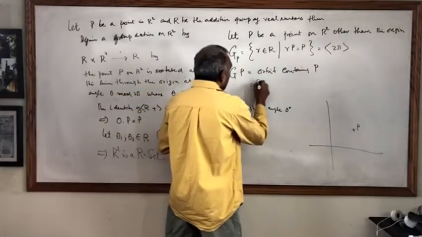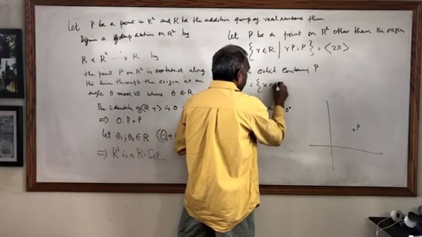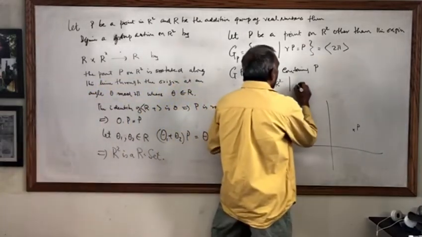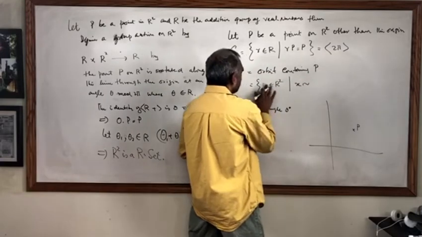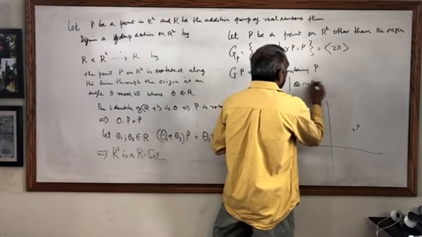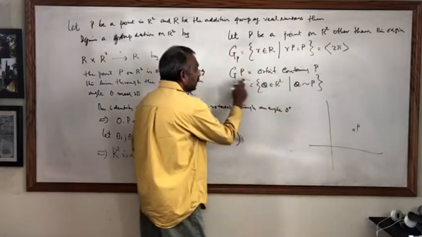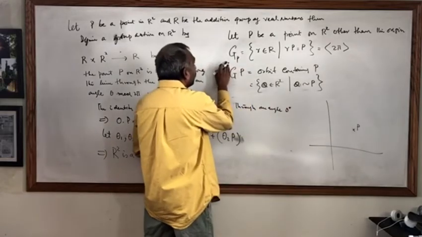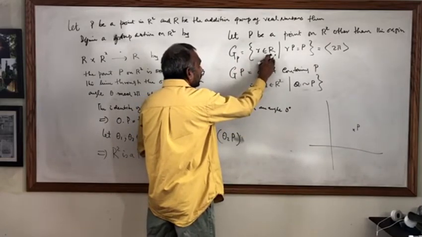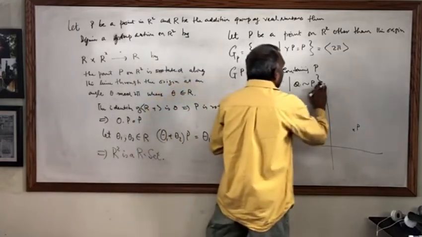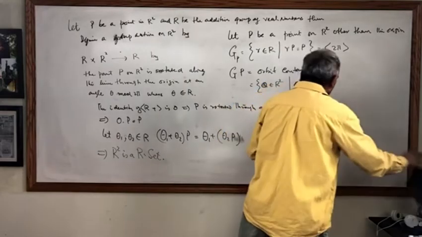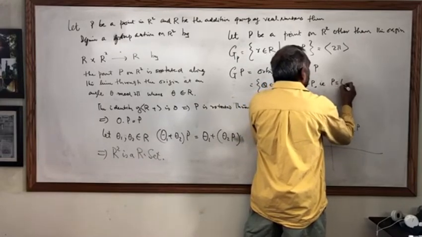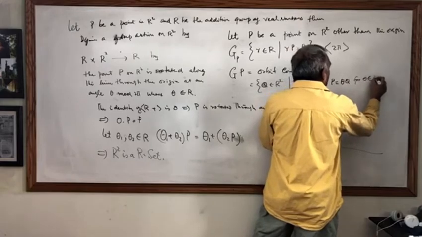And that means elements from R square such that Q is related to P. All the points in R square that are related to P. Related to P means there should be a theta in R such that theta Q is equal to P, or you can say P is equal to theta Q for some theta in R.